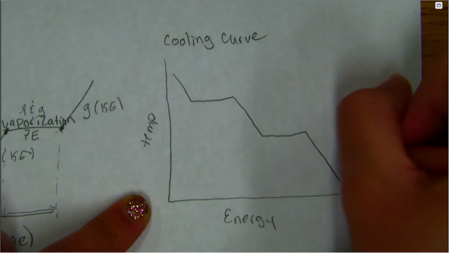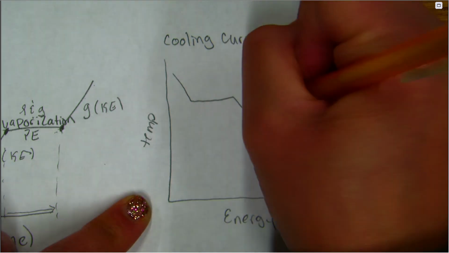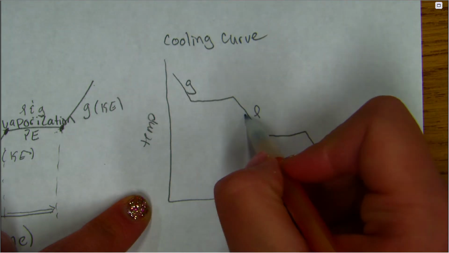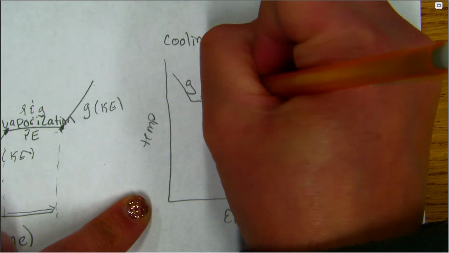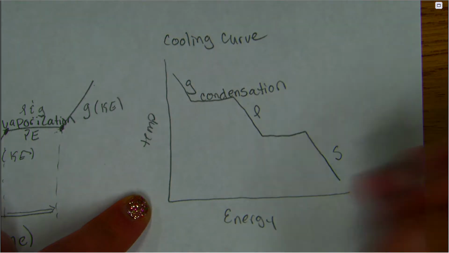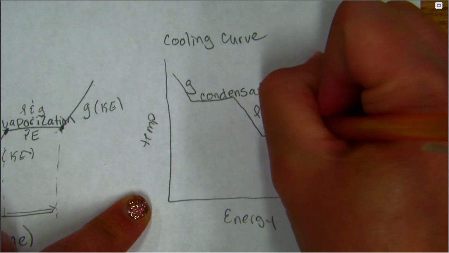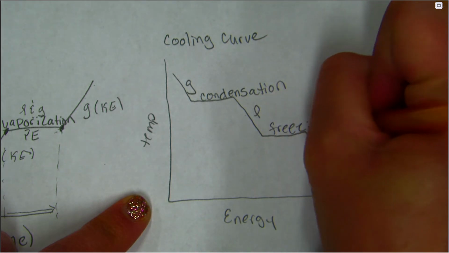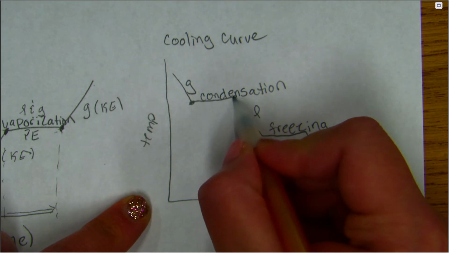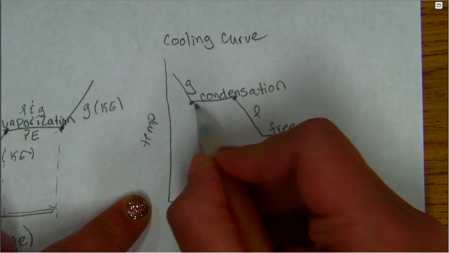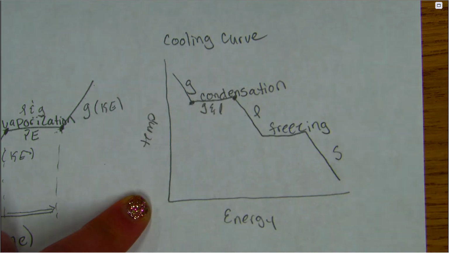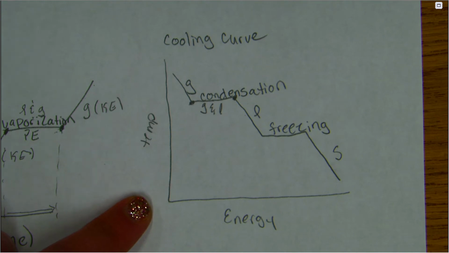All right, so here's my solid, here's my liquid, and here's my gas. Now, when I go from a gas to a liquid, that is called condensation. And when I go from a liquid to a solid, that is called freezing. At this point, the substance is all gas. At this point, the substance is all liquid, but there is a process in which it goes from the gas to a liquid. So at some point, we do have gas and liquid at the same time.